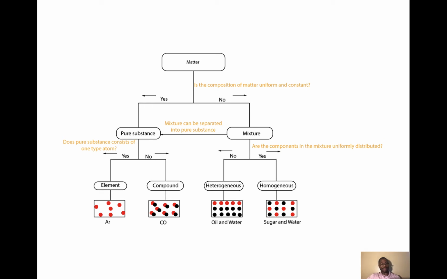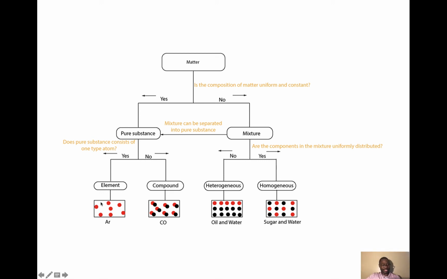Now, if your pure substance consists of at least two different atoms bonded together, then you are dealing with a compound. So a compound consists of at least two different atoms bonded together. So if you have a pure substance, it can either be an element or a compound.